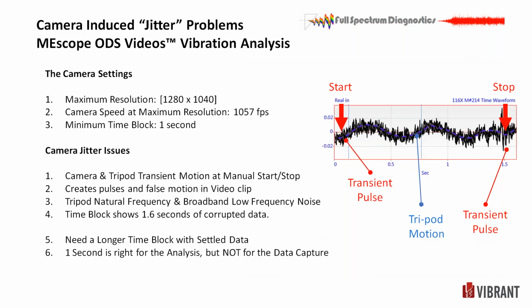Okay. Couple of things. So we have camera-induced jitter problems. Camera settings, we have maximum resolution of 1280 by 1040. Camera speed at maximum resolution of 1057 frames per second. Minimum block time. We want to capture 1 second worth of data.